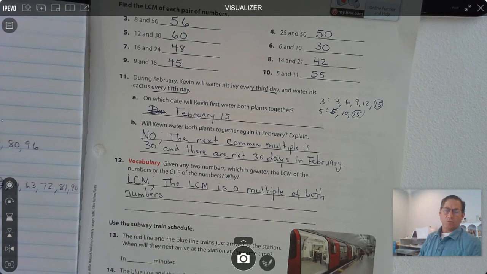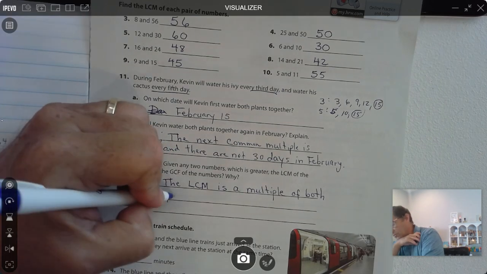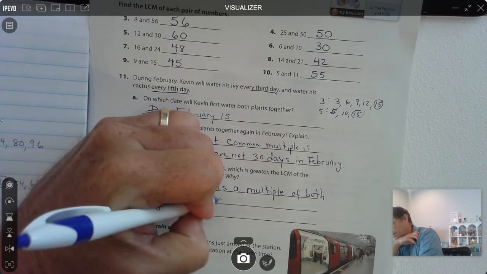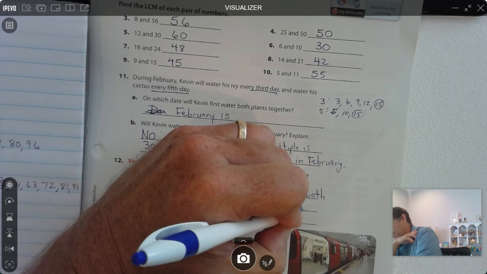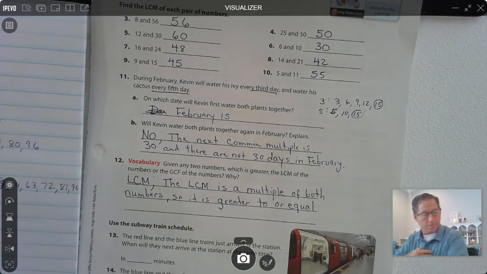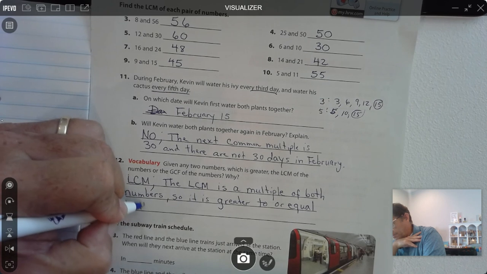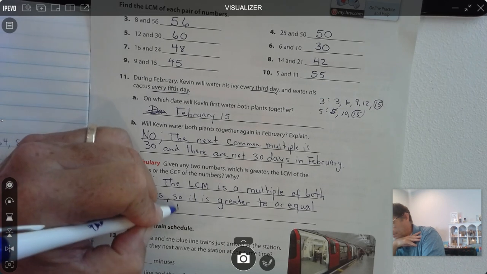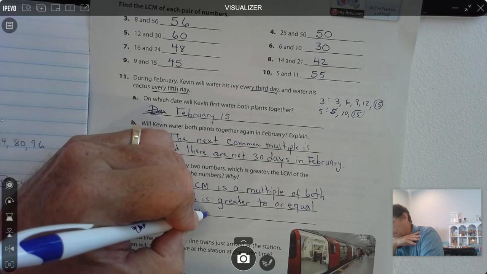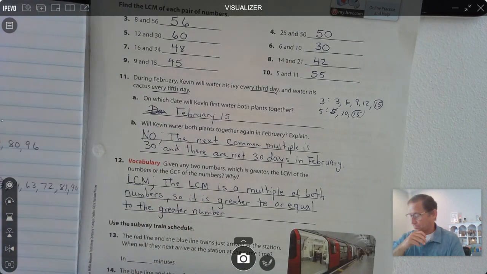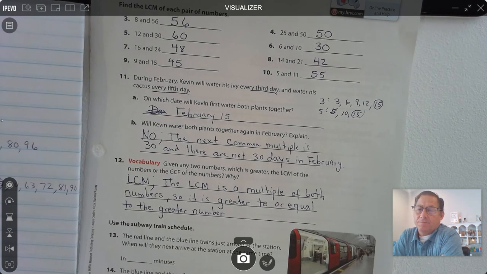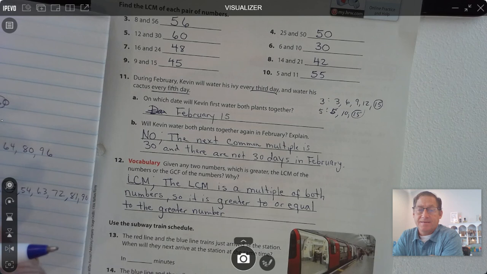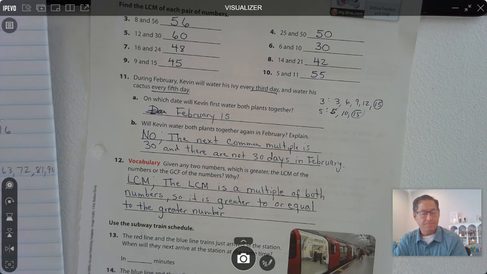Okay, so the least common multiple is a multiple of both numbers. So it is greater than or equal to the greater number. So like when we looked at 3 and 5, the least common multiple is 15. So it's greater than the largest number, 5.